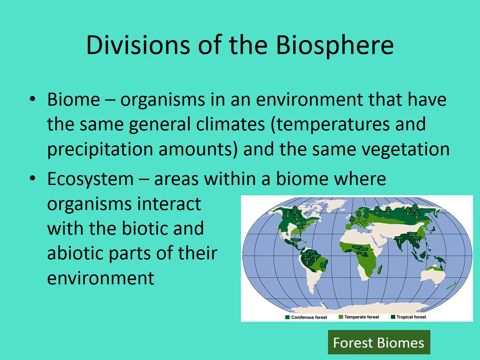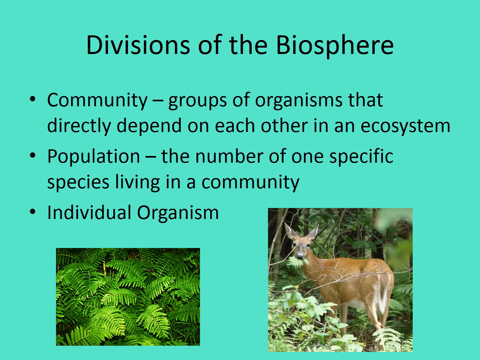So we're not really going to talk about biomes since we did just finish climate. Ecosystems is where we're going to focus today. Those are areas within a biome where you've got an interaction of living biotic factors and non-living abiotic factors. Community gets a little more specific. These are the organisms that directly depend on each other, so things like members of a food web would be an example of that. And then population is looking at one particular species in a community, and then down to one individual organism.